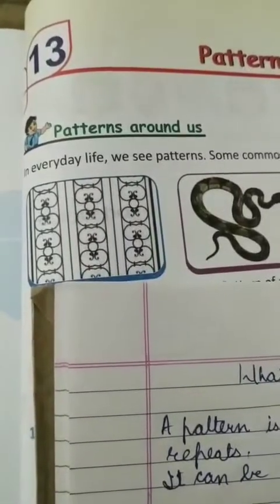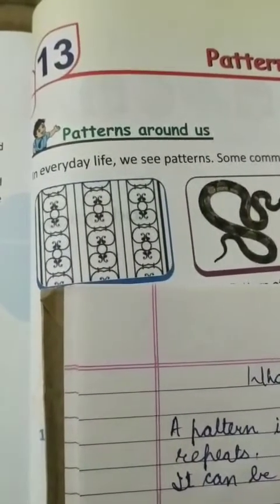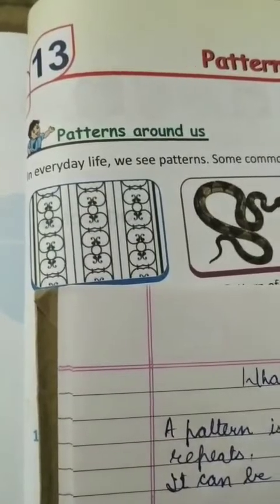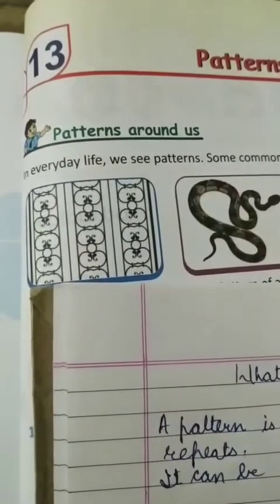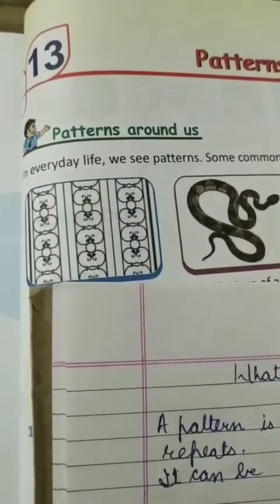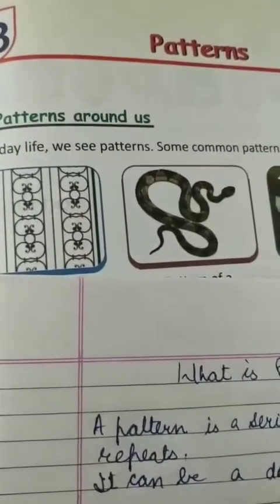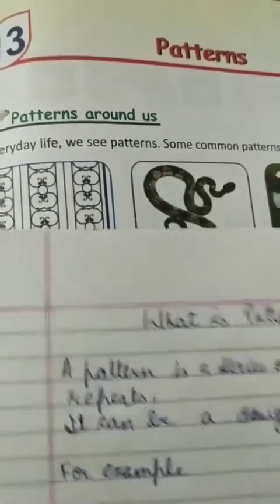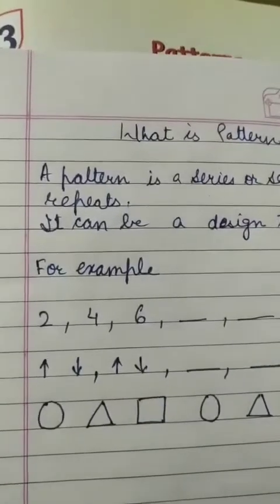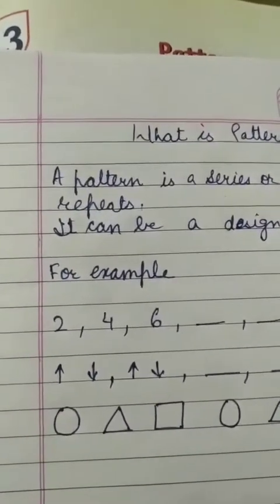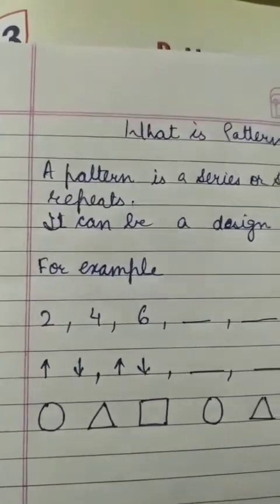Hello students. So let us begin with chapter 13, which is going to be in your second UT. Chapter 13 is patterns. See children, first of all, what is a pattern? Here I have written a line for this pattern.